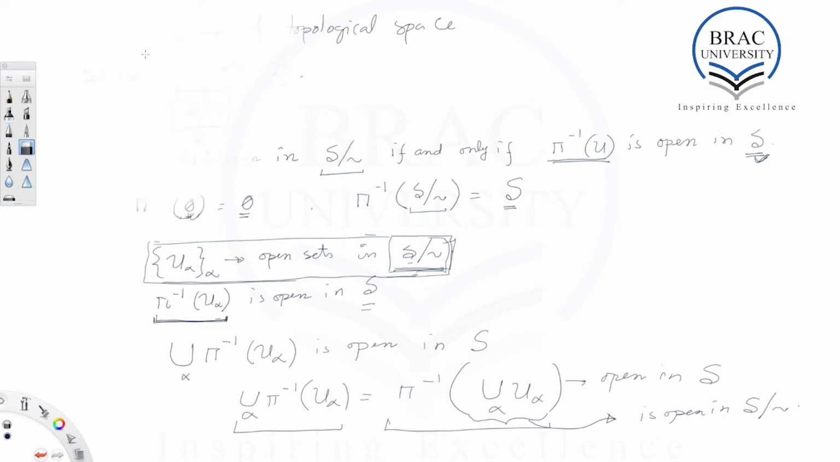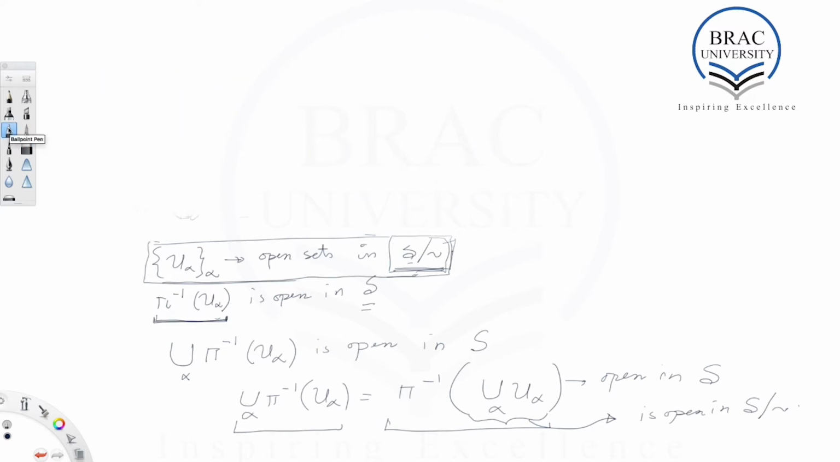All right. So now see that if you have a finite collection of open sets in S quotiented out by twiddle, one finds that the finite intersection of this collection is again open. This is open in S quotiented out by twiddle. How do we find it?